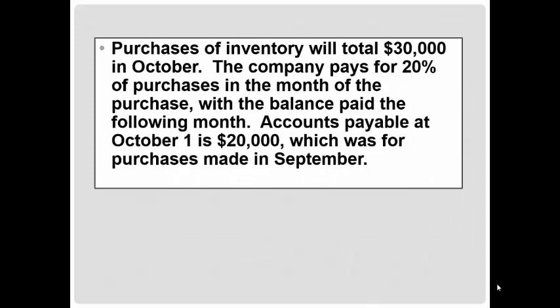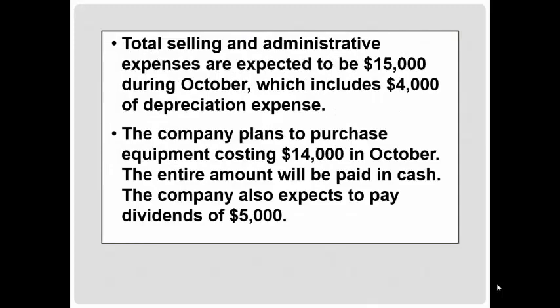Purchases of inventory will total $30,000 in October. The company pays for 20% of purchases in the month of the purchase, with the balance paid the following month. Accounts payable at October 1st is $20,000, which was for purchases made in September. Total selling and administrative expenses are expected to be $15,000 during October, which includes $4,000 of depreciation expense.